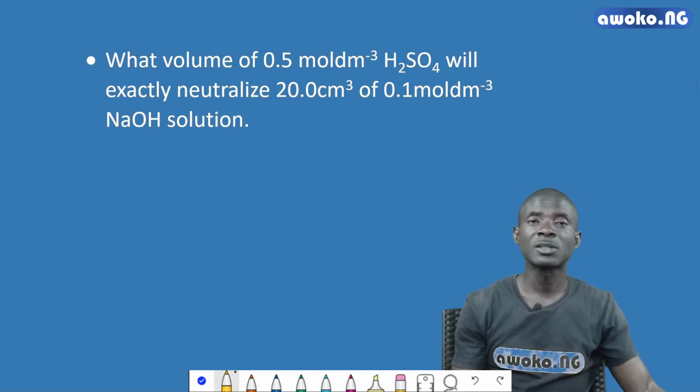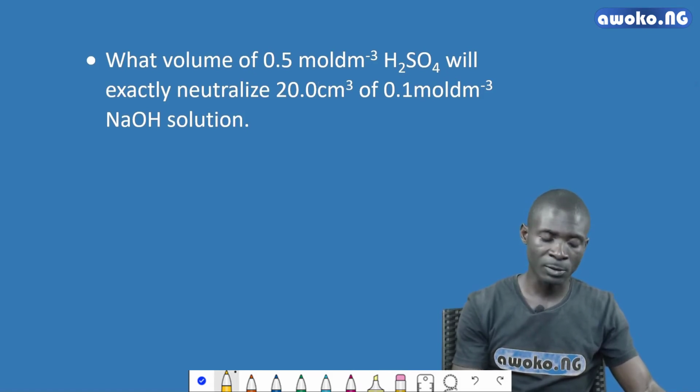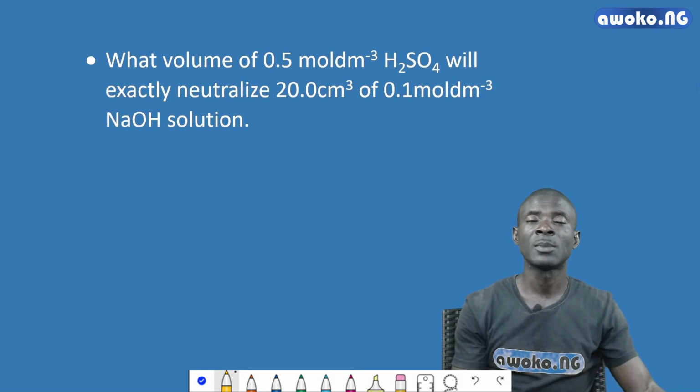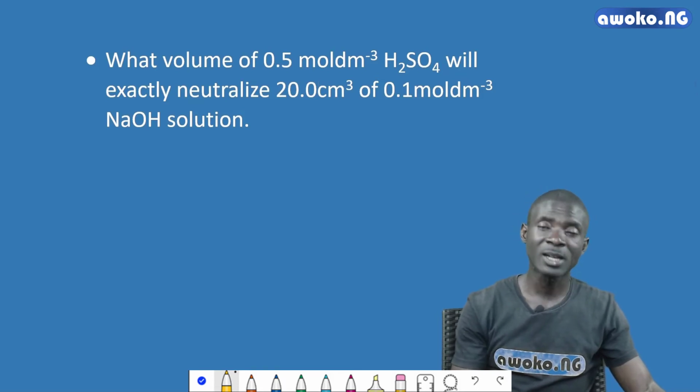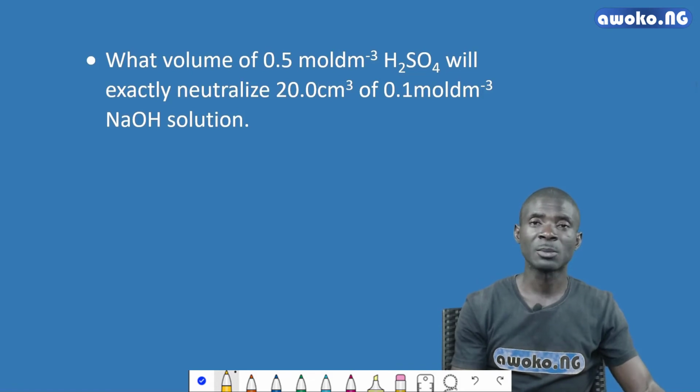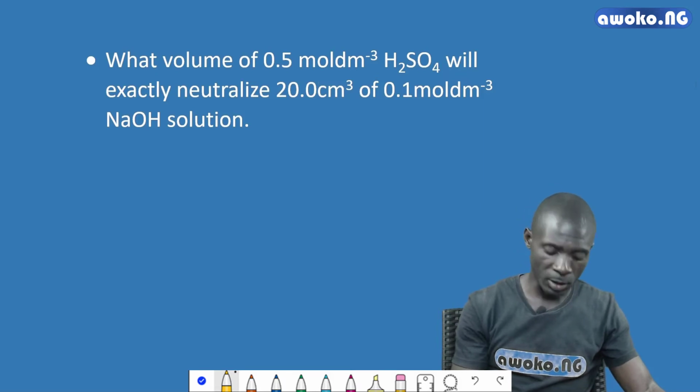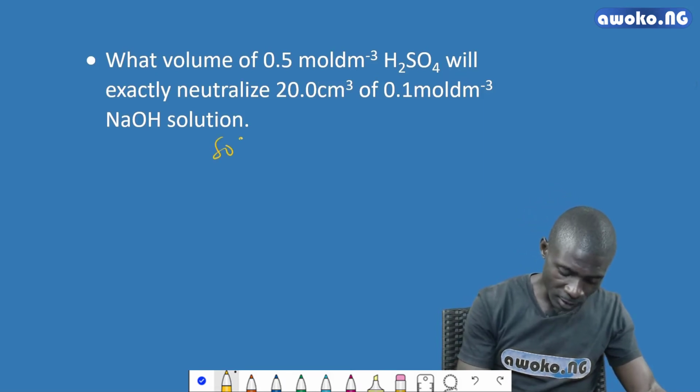So here the first thing we are going to do, we have our acid, we have our base. Our acid is H2SO4 while our base is sodium hydroxide. Now sodium hydroxide is actually an alkali. An alkali is a soluble base, or a basic hydroxide that is soluble in water. So we have our sodium hydroxide as our base or alkali. We are going to write a balanced chemical equation for the reaction between H2SO4 and sodium hydroxide, NaOH.